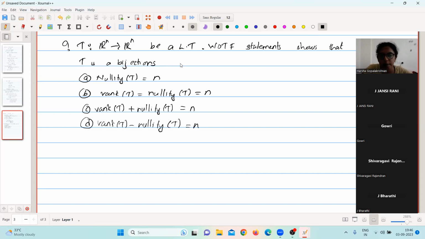Any answer for this? You can go by option. Which option? Like you can go by option and discard, like if it is not a bijection, you can discard, and whatever remains, for that we can go for a proof. Option D. Yeah, it should be option D. So why is it not option A? We will start from A.